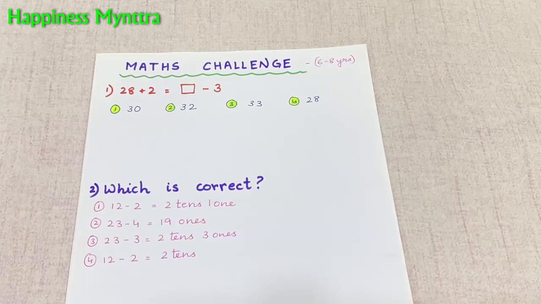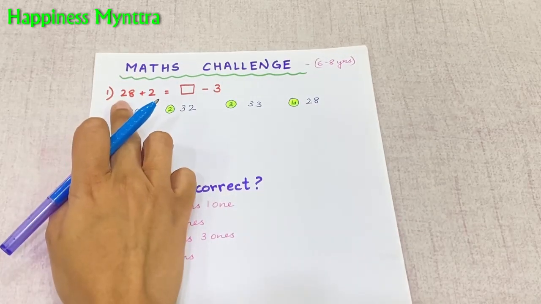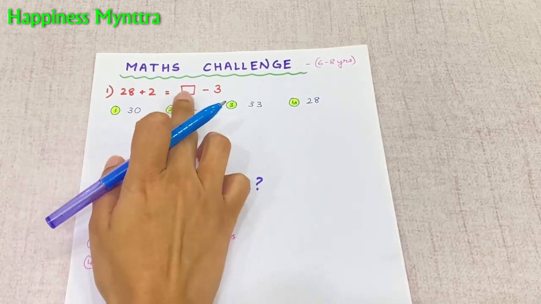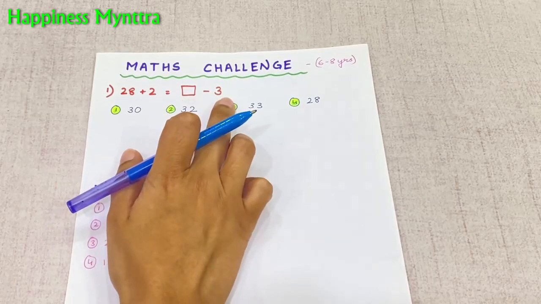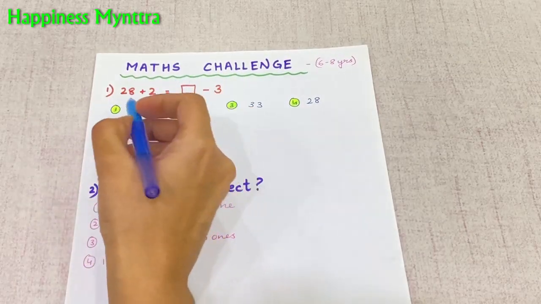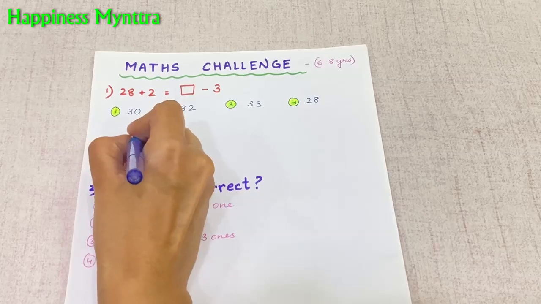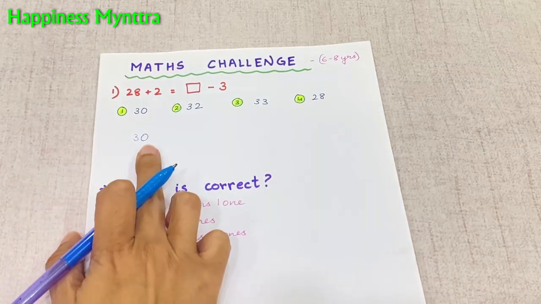So let's start with the first question. As you can see, it says 28 plus 2 equals what minus 3? We'll solve this part first. 28 plus 2 is 30. All the children will be able to write that.